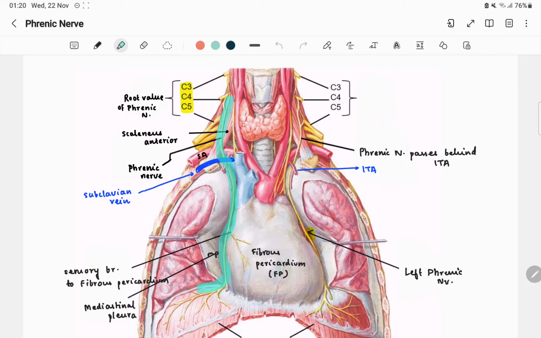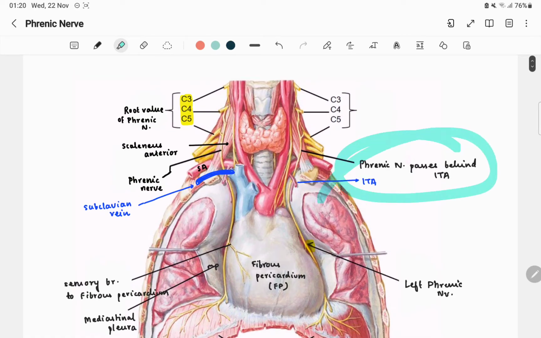It is a sensory branch to the fibrous pericardium, and the phrenic nerve passes like this, separating into other branches and piercing this muscle to go ahead. This is your right phrenic nerve, and this is your left phrenic nerve, which is moving here. So we have phrenic nerves on both sides of the heart. This phrenic nerve passes behind the ITA.